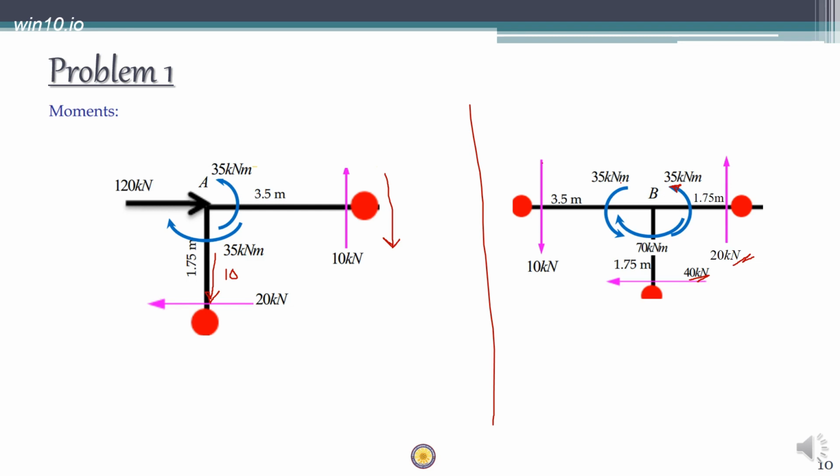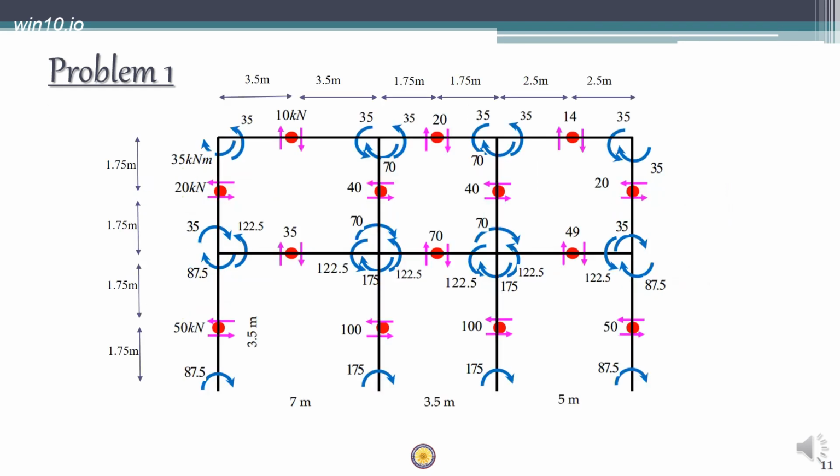Likewise, you can continue analyzing for the entire frame and find out all the column moments and beam moments. So whatever is marked on the column is called column moments, and whatever is marked on the beam is called beam moments. So let's see in detail here in the full figure.